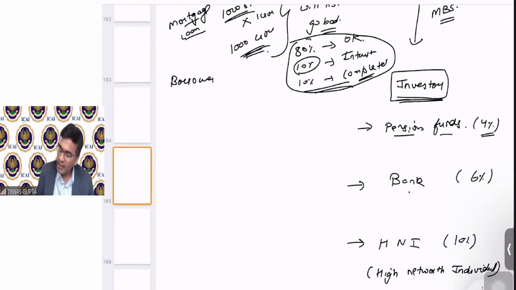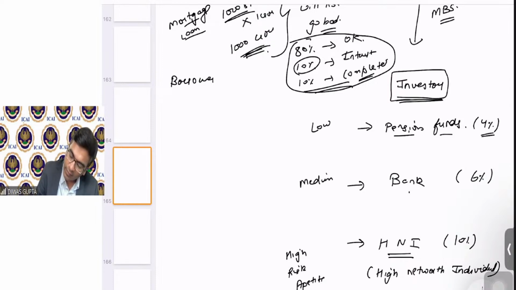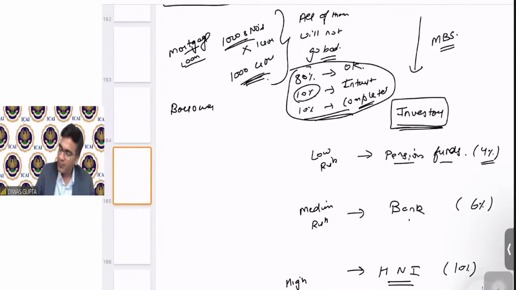So within them, HNIs are having high risk appetite, banks are having medium risk appetite, and pension funds are having low risk appetite, right? The lowest of them is pension funds because pension funds are dealing with other people's money which has to be paid back on retirement or as and when the rules are there. Students, till now it is clear? Then I will move ahead. So this story is clear till now, or I can say the case is clear.